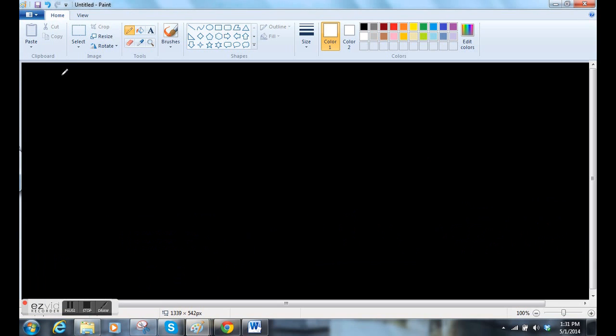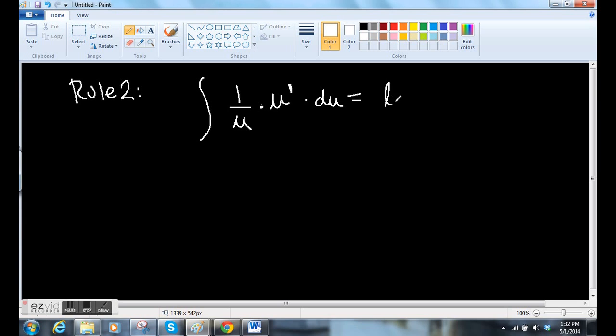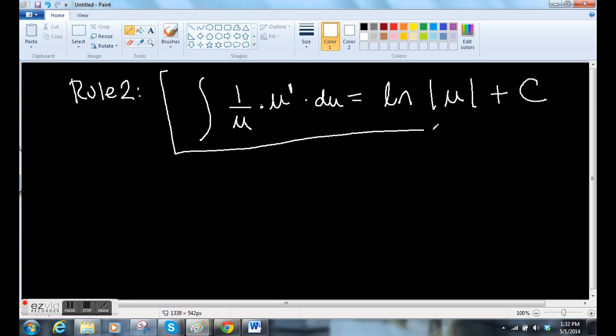Here is rule number 2. Yay for rule number 1. Okay, I'm going to write it like this. It's just kind of the second part of this. If we have the integral of 1 over some function u times the derivative of that function, du, so we have some messy function, and we have the derivative of that messy function, the answer is natural log of the absolute value of the messy function plus a constant. So this is the rule. If you want, you can write this on your note card, but only write it on your note card if you're going to be able to look at it later and know what that means.